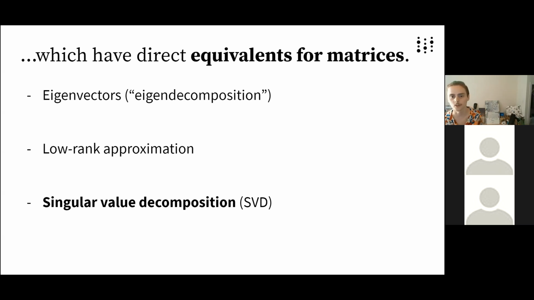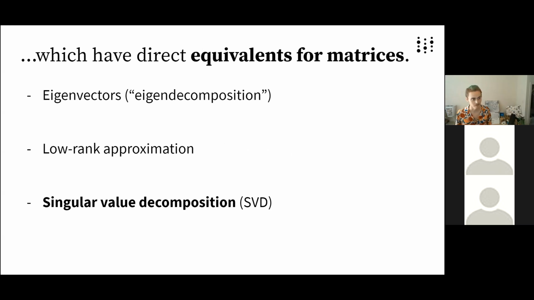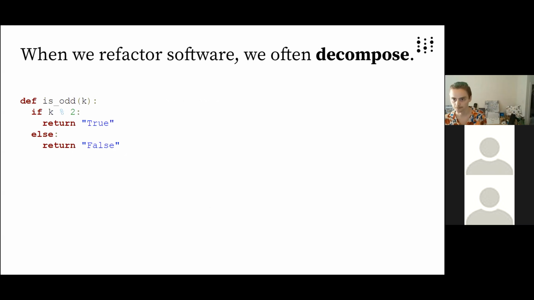So for separation of concerns, we have eigenvectors and eigendecomposition to split up a matrix from a whole bunch of things happening all at once to n things happening on n different eigenspaces or eigenvectors. For throwing out code that doesn't do anything, we have low rank approximation. This part of the matrix is unimportant. I will throw it out. This part of the code doesn't do anything. I will delete it. And for breaking up into functions or decomposing, we have singular value decomposition.